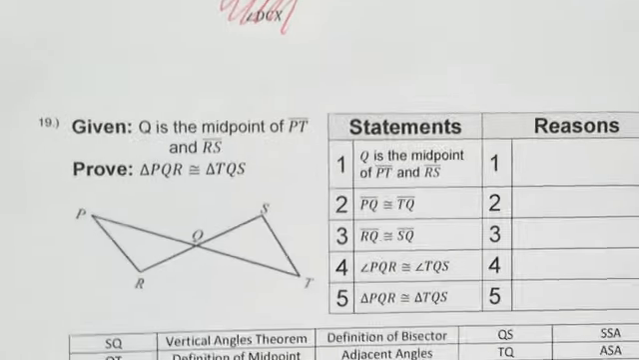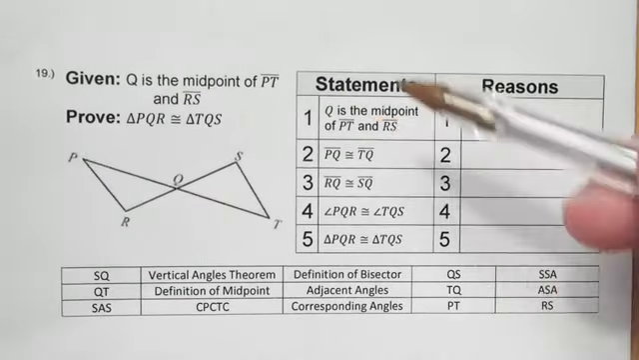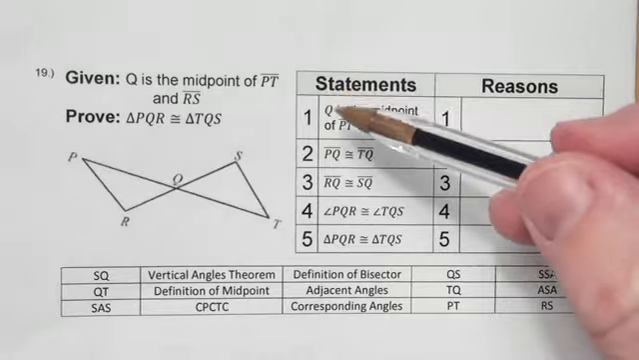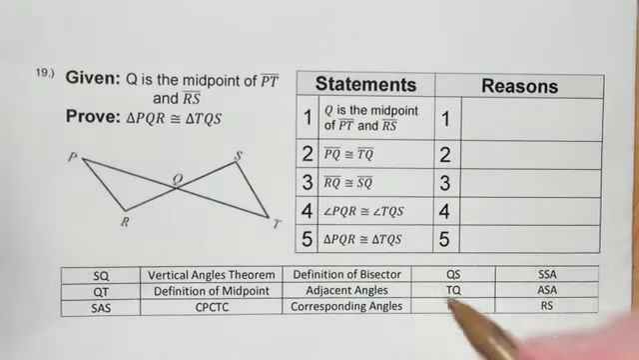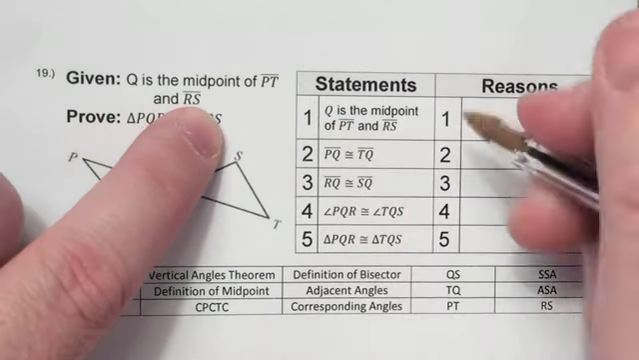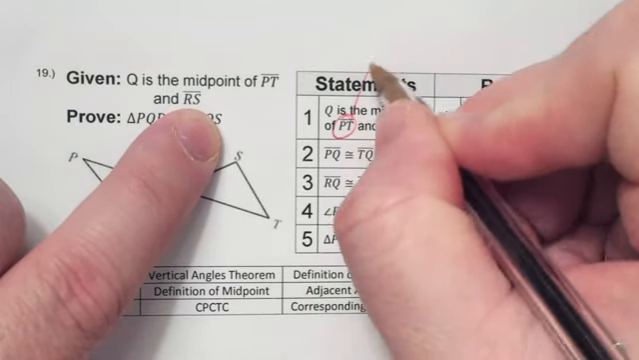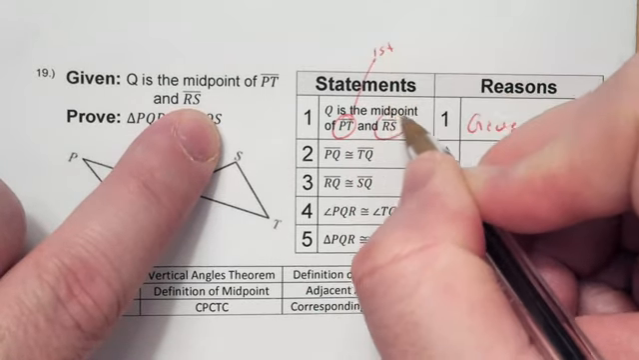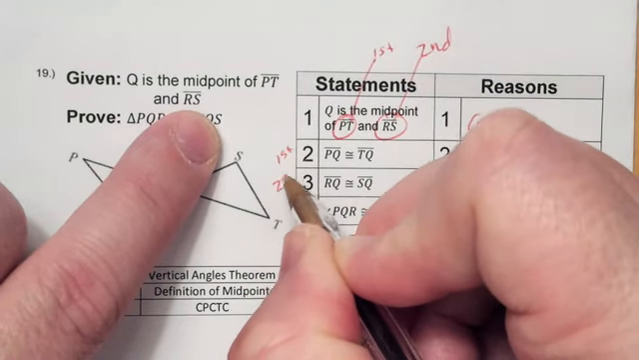All right, next. All right, number 19. Okay, so don't overthink this. Basically, they told you everything that works, so you just have to give me the reasons. So let's just go through it. They said Q is a midpoint of these things, and that was given to us. No confusion. Now, this would be the first thing. And they also said it was also this. That's the second thing. So this would have to be the first. This would have to be the second.